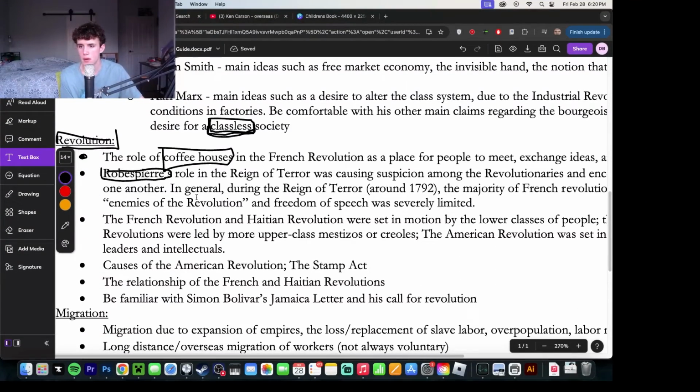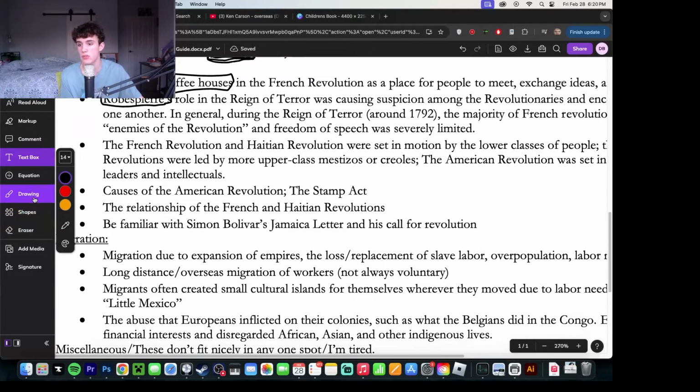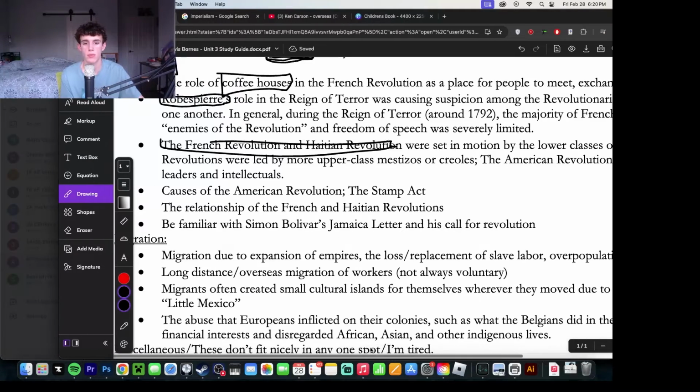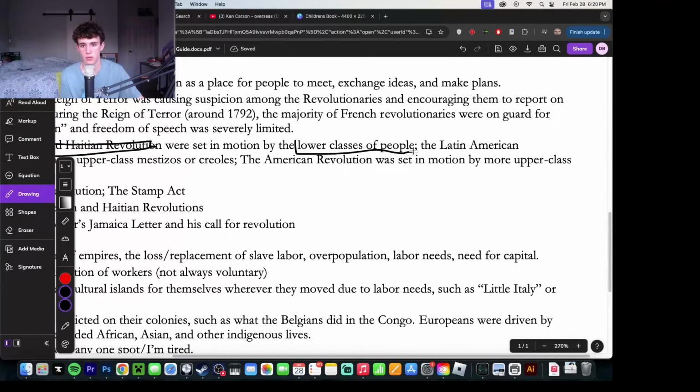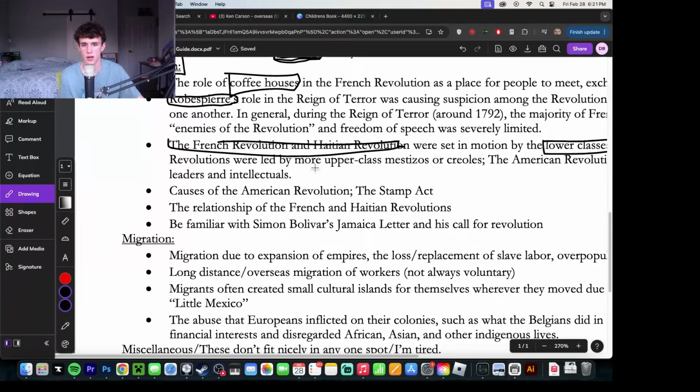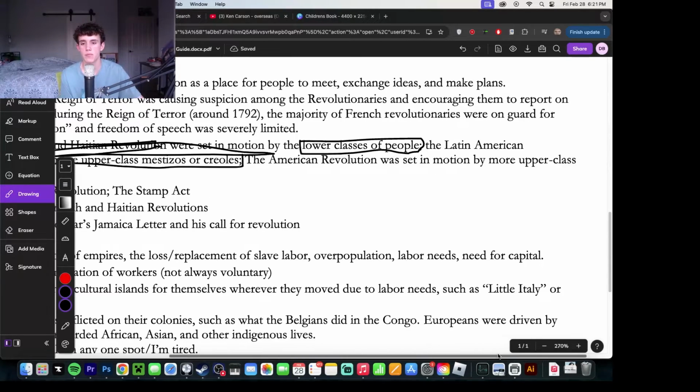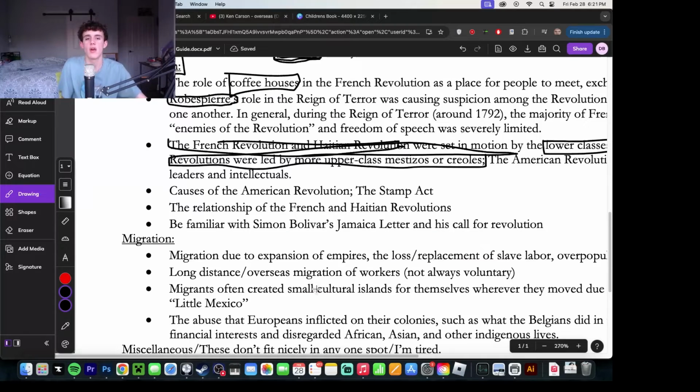I'll take it. In general, during the Reign of Terror, freedom of speech was very limited. Okay, so the French Revolution and Haitian Revolution were set in motion by lower classes of people. No doubt, Miss Tripp. Lower classes of people were being exploited and didn't like how they were being treated, so they revolted. The Latin American revolutions were led more by upper class citizens, which was mostly due to systemic racism. And the American Revolution was also led by upper class leaders, but that's because they were revolting. Okay.